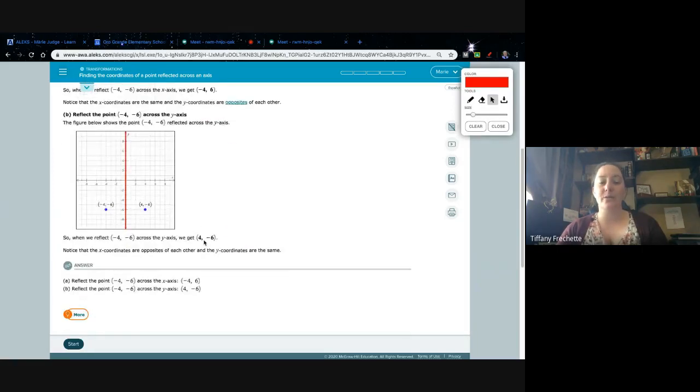Now when I reflect it across the y-axis, which they made red here, which is nice, I can see that I'm starting here and I want to see how far away am I from the red line. I'm 4 units to the left, so I want to go 4 units to the right. So that's all we're doing. We're just figuring out what is the coordinate when I reflect this.